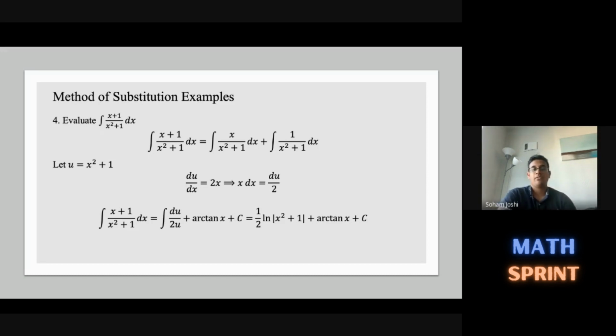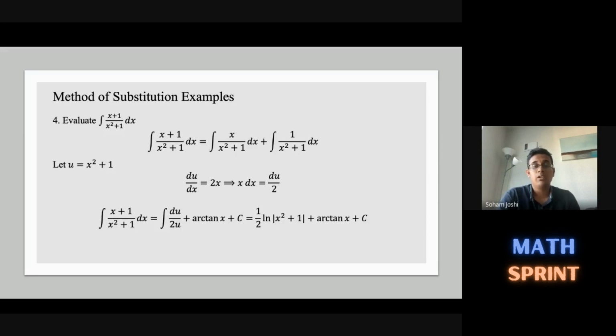Now let's get our temporary variable going. Let u be equal to x squared plus 1. So du by dx is equal to 2x. Rearrange the terms and you get x dx is equal to du by 2. Okay, so let's put all this in the integral of x by x squared plus 1. That smaller integral changes to the integral of 1 by 2u with respect to u.